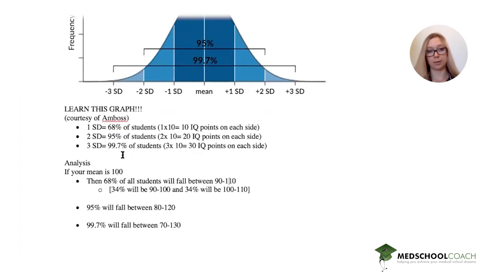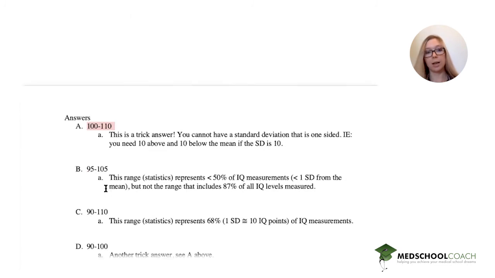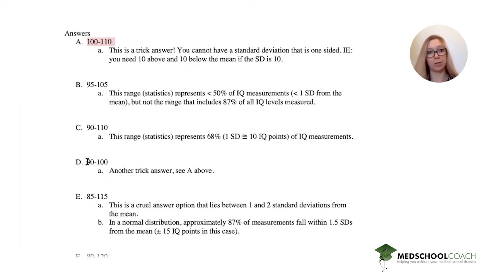So let's go through our answers. Answer A is 100 to 110. Now, that's actually a trick answer because you cannot have a standard deviation only to one side. It has to be both below and above the mean value. So you can't just have above 100, you have to have below 100 as well. So you could either have 90 to 110 or 80 to 120, etc. You cannot have 100 to 110, and you also cannot have, by that definition, 90 to 100. Now, answer choice B is 95 to 105. Now, this range is less than 1 standard deviation from the mean.